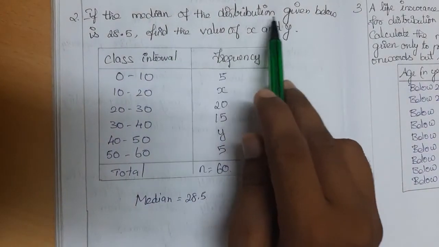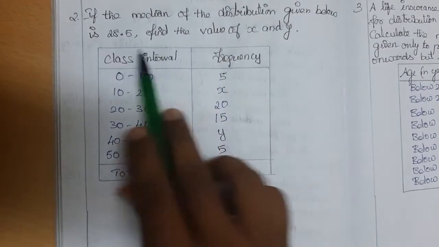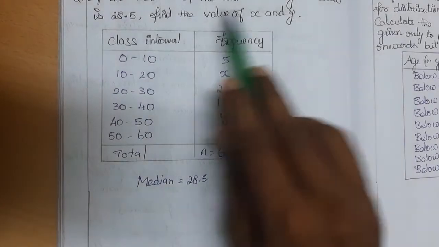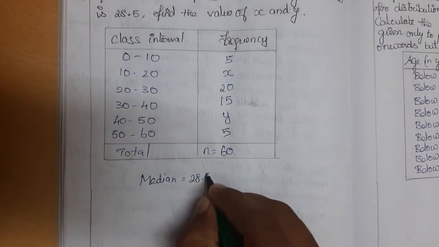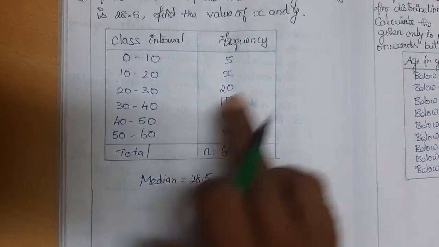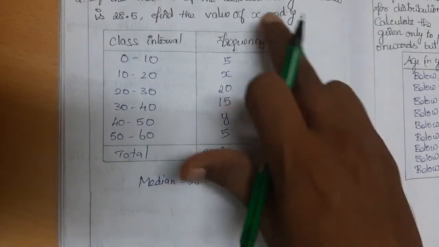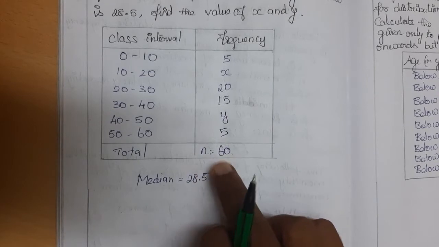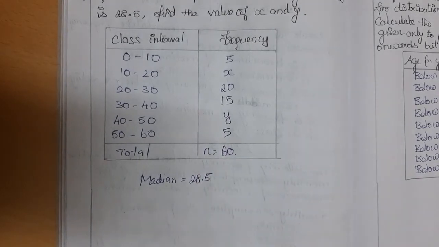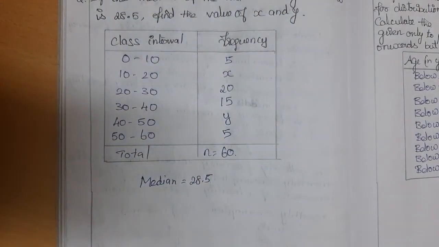If the median of the distribution given below is 28.5, find the value of x and y. So the data is given, and also the given median is 28.5. I have written the median is equal to 28.5 here. From the data you can see the class interval is given and the frequency is given, but you can notice that the frequencies have the x and y. So that is what we have to find, and the total number n is also given. It is easy to locate the median class, but here it will be in the variable.